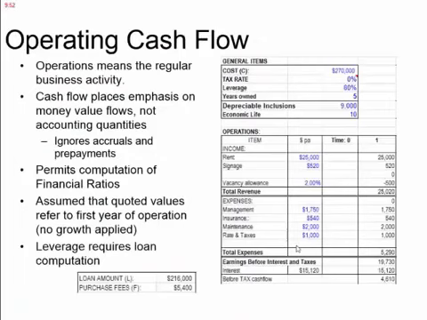Now we move on to the operating cash flow. Operations means a regular business activity. That's the year by year. Now, for an investment property, that means the regular collection of rents, the regular payment of costs, and other cash inflows and outflows that happen.